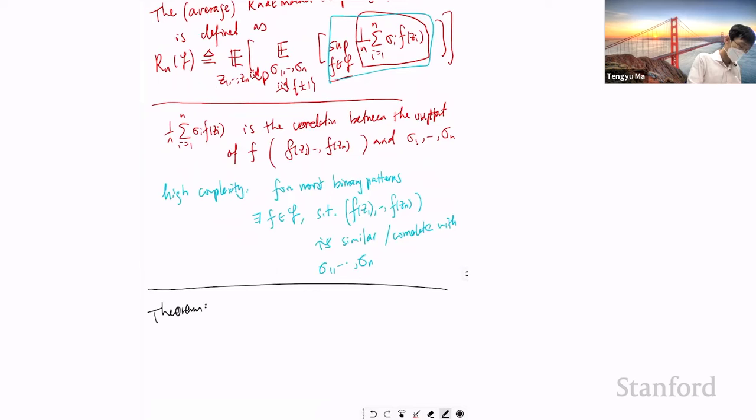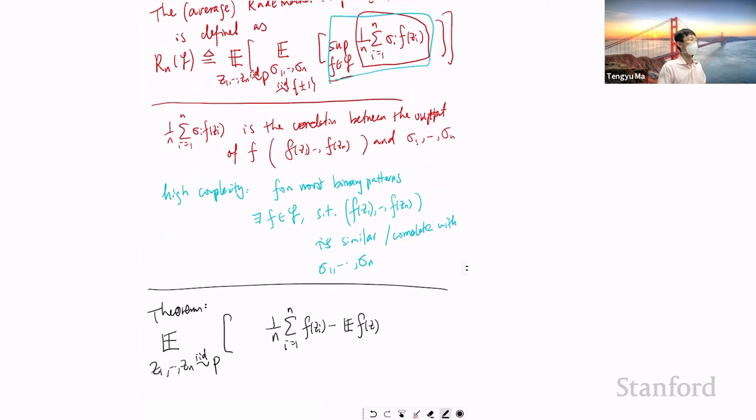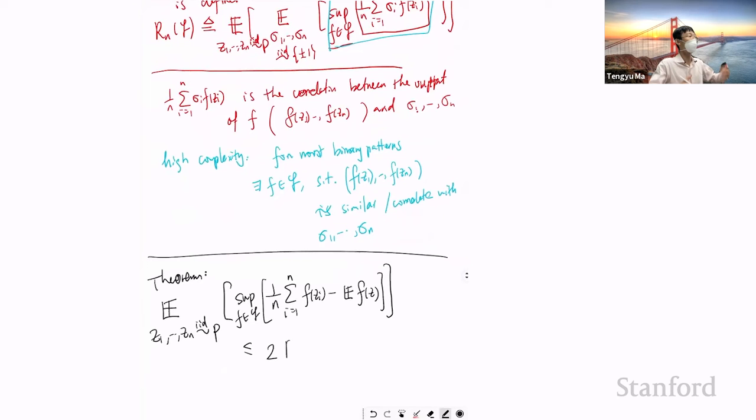Let me write down what the theorem is. Suppose you do this hypothetical experiment: you draw n examples from distribution P, and then you look at this quantity, the average of f of z_i, i from 1 to n, minus the expectation of f(z). This is the quantity we dealt with in the last lecture, the concentration, how much you deviate from your mean. But you take a sup here because you care about the maximum possible deviation post hoc, after you draw the examples. This quantity is bounded by 2 times the Rademacher complexity of F.